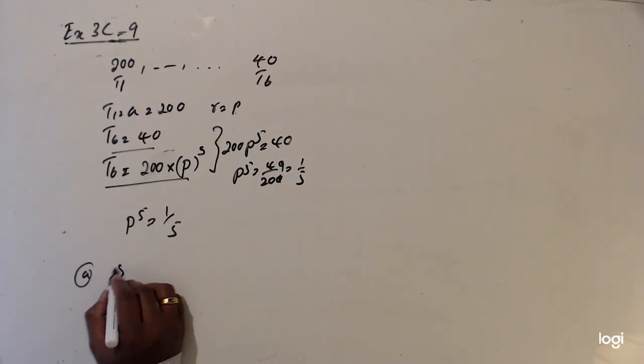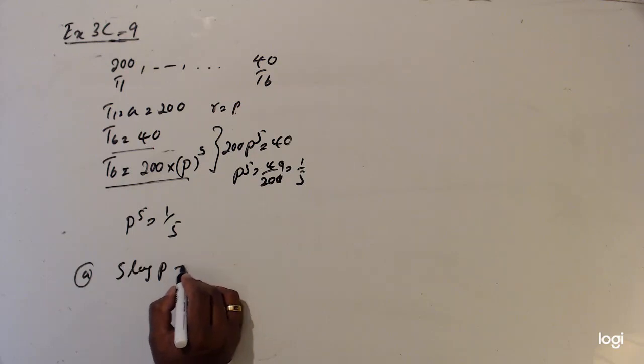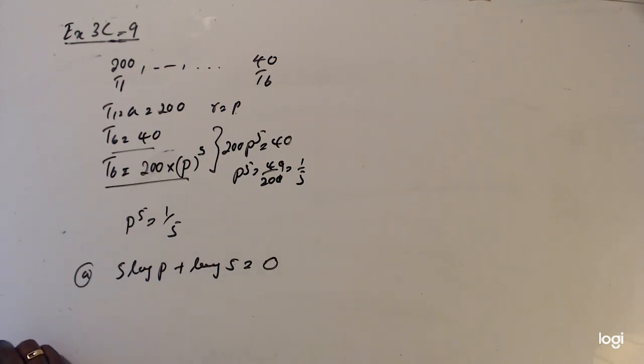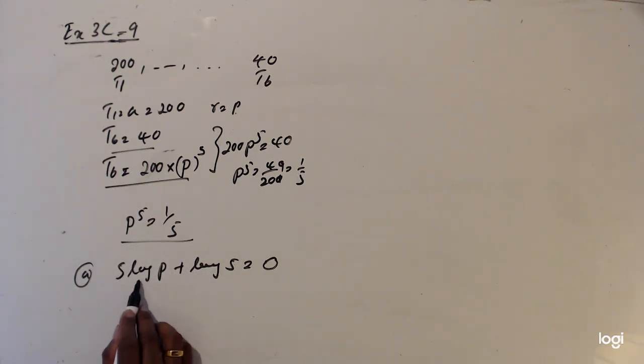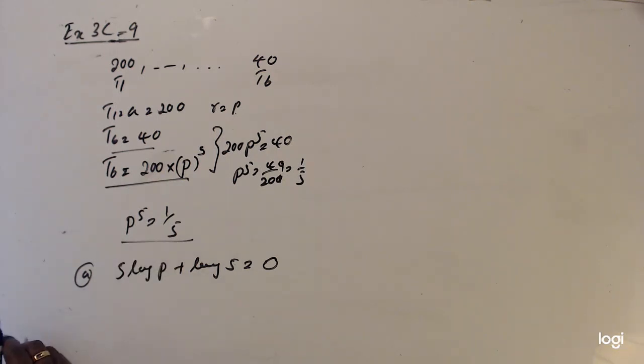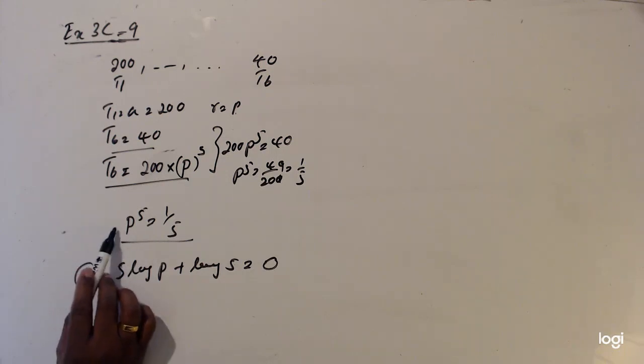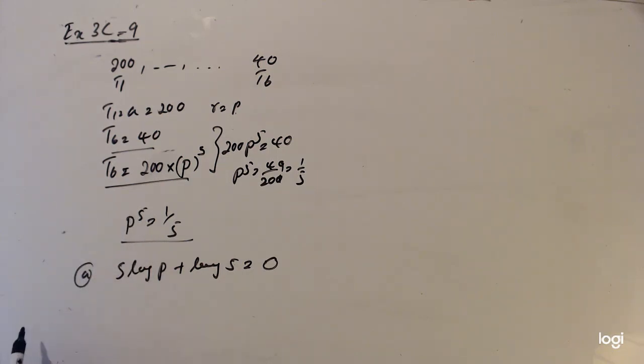The first question: show that P satisfies the equation 5 log P plus log 5 equals 0. Now there is no log here and no power here as well. So if there is no log, we have to introduce a log. As a result, we can bring this power down. If I introduce log here, 5 comes down, so 5 log P is there.